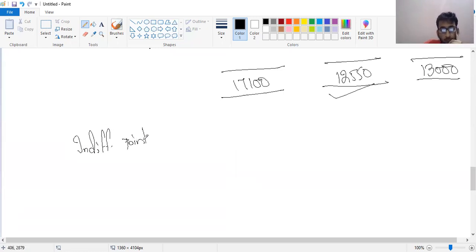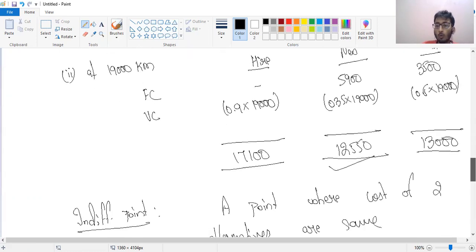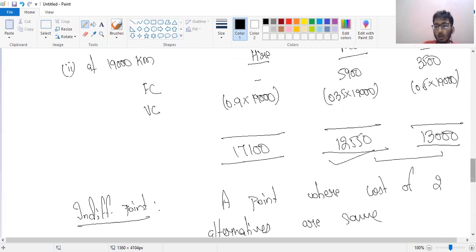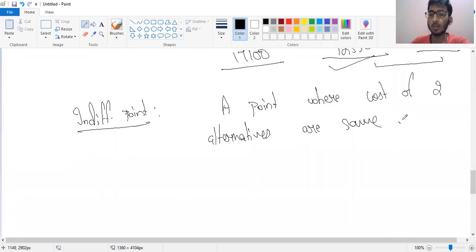Now what is the indifference point? It is a point where the cost of two alternatives are the same. So at what kilometer would the cost of the two alternatives, or I can say old car or new car, be the same? At what kilometer would the cost of purchasing the old car and the new car be same?